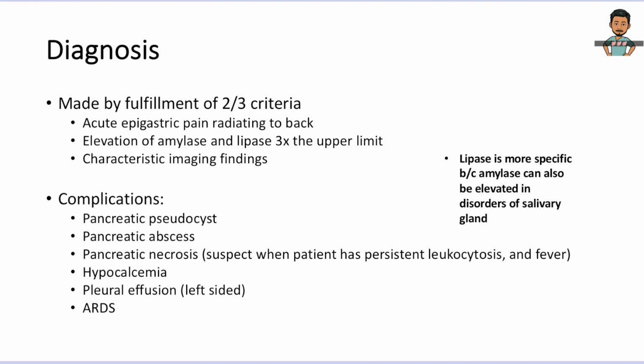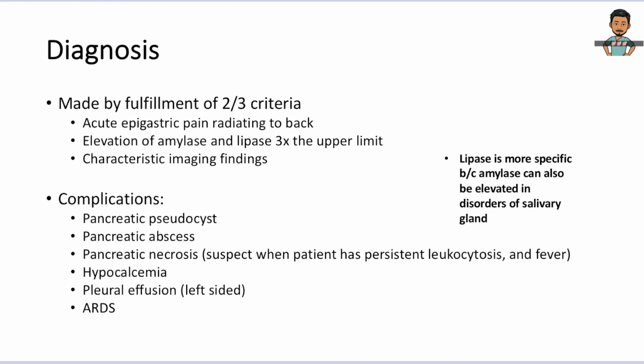So complications, the one that's most tested is pancreatic pseudocyst. We'll talk about that on the next slide. Pancreatic abscess, pancreatic necrosis. You should suspect necrosis when a patient has persistent leukocytosis and fever, and the pain isn't getting better. You've given him IV fluid and all that, and nothing. He's just not getting better. That's when you start to suspect pancreatic necrosis, or you might have to get surgery involved.